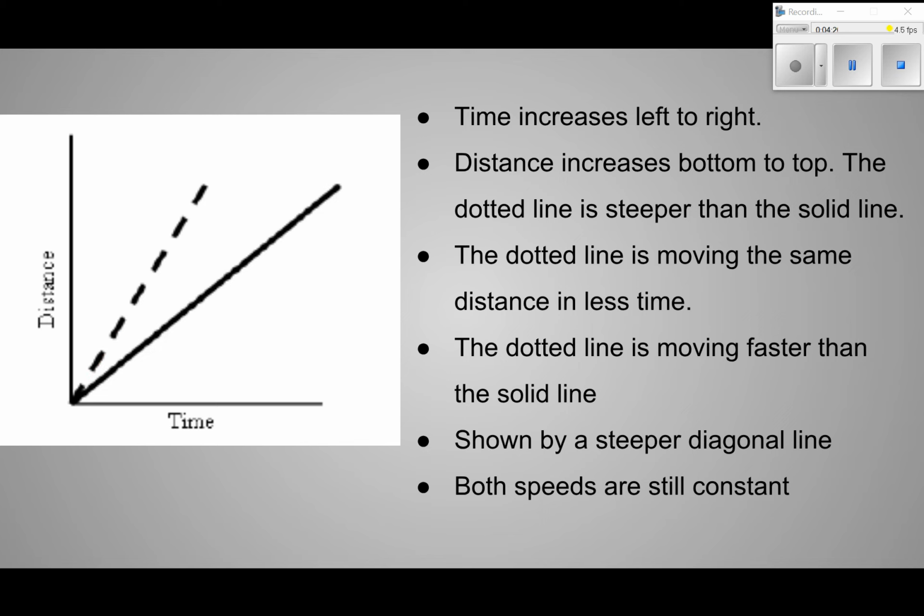So here's what that means. The dotted line is moving up the same distance. They start at the bottom and they end at the same distance at the top.